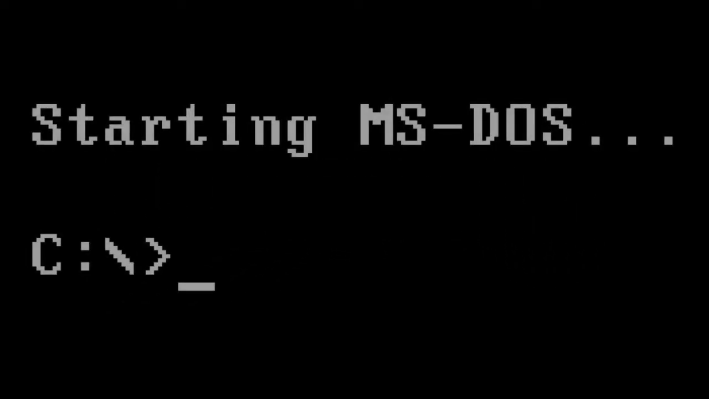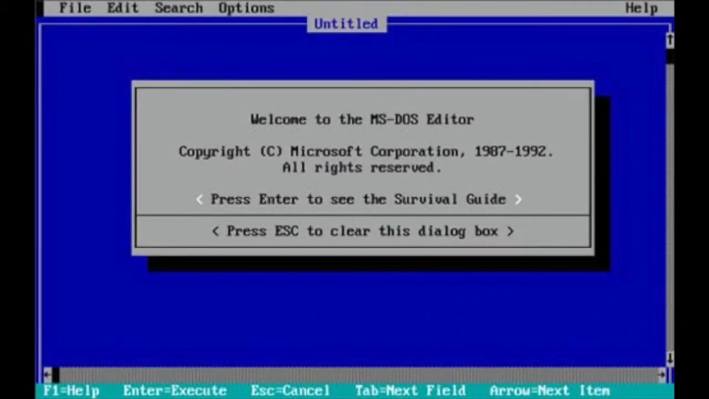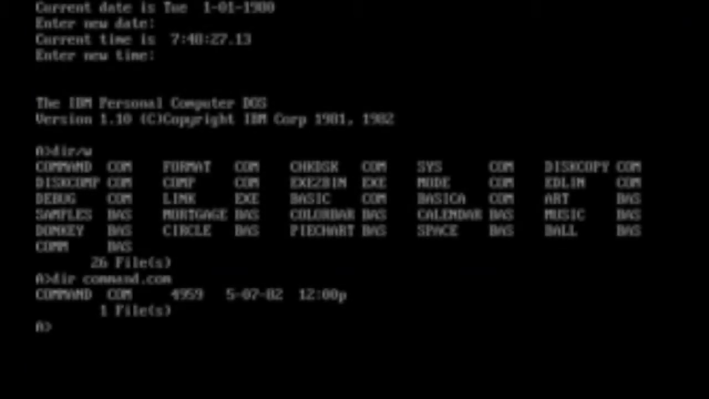CLI is usually more common among older operating systems, as most systems are moving into GUI due to commercial demand. MS-DOS, Unix, and some older versions of Linux run on a CLI operating system.